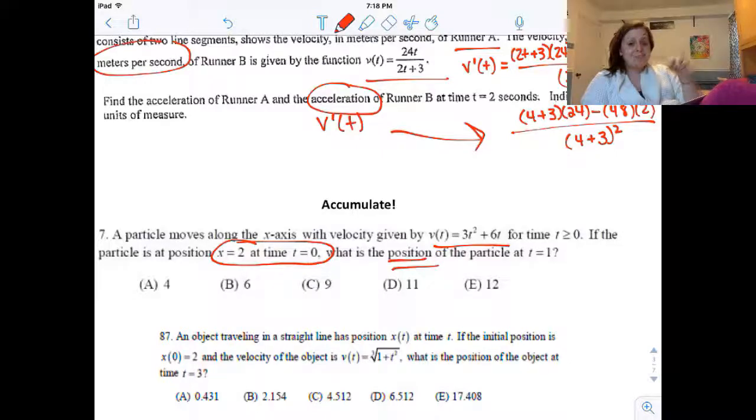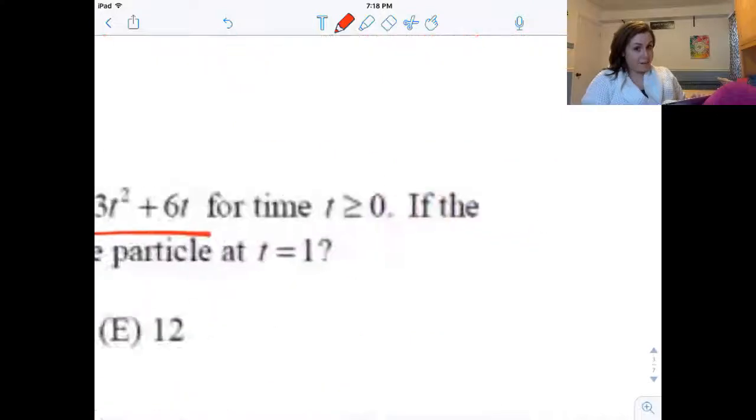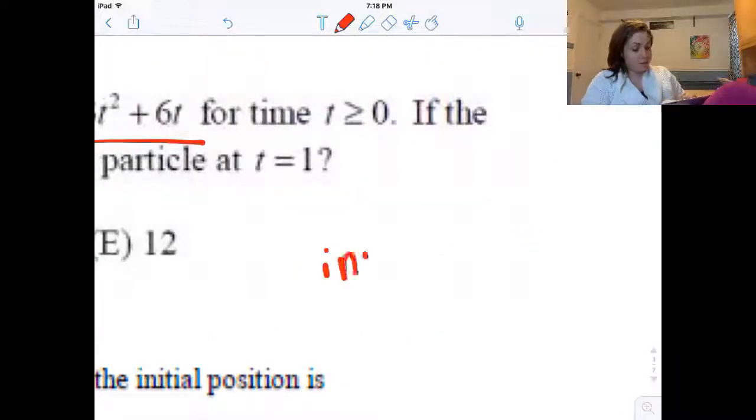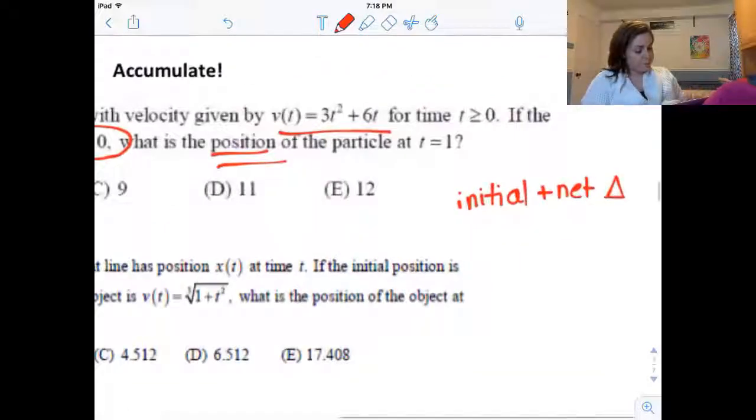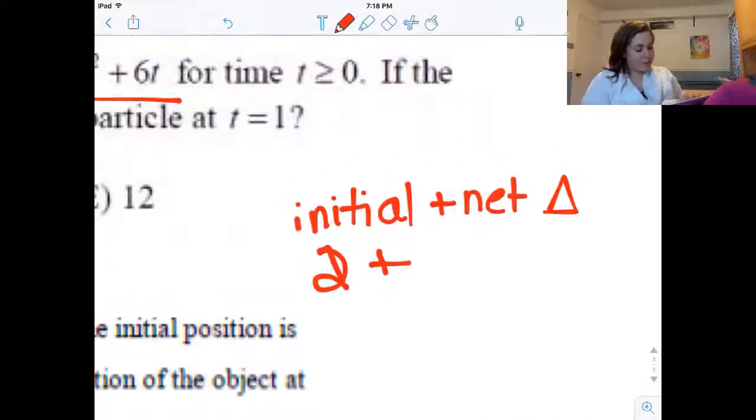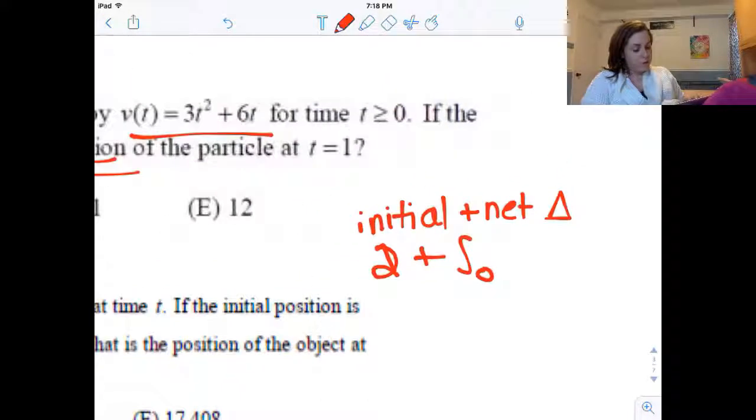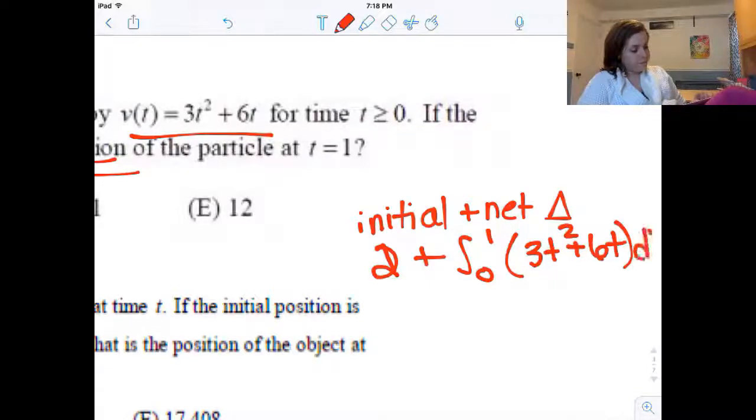So I'm given velocity, I want the position. I need to go backwards. And automatically, what I'm thinking here is that I'm going to do the initial plus the net change in position. So my initial here is 2. Plus, the net change in position is going to be the integral from 0 to 1, because we want to know the position at 1, of v of t, which is 3t squared plus 6t dt.